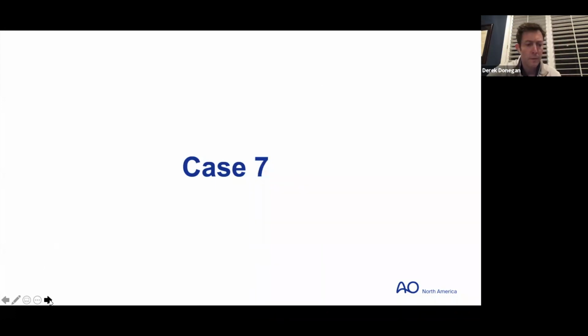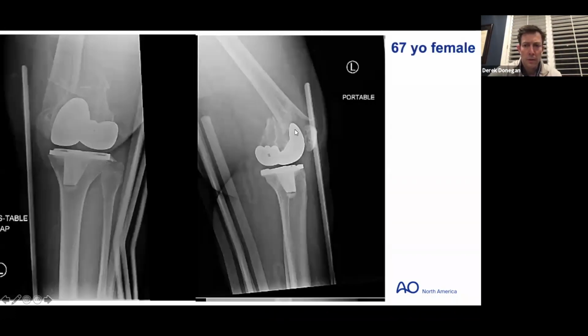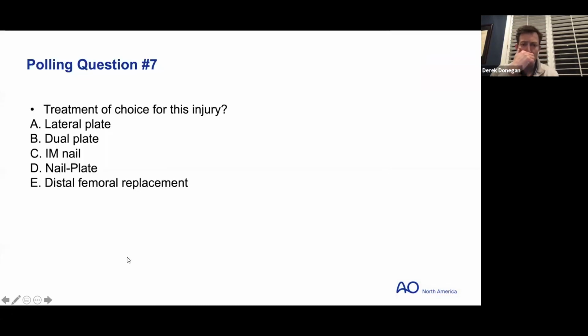All right, so this is a 67-year-old female with this injury, not too dissimilar to the previous one, a distal femur periprosthetic fracture. Let's go with just a polling question and then go down the rabbit hole that this one takes us, and then see where we go.